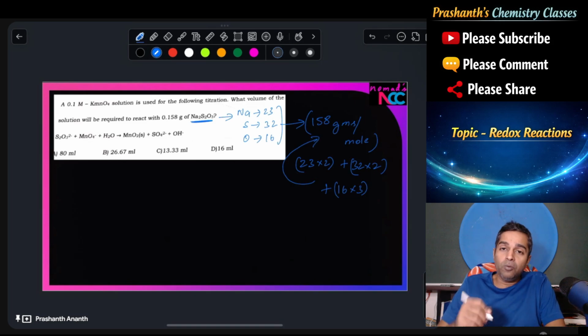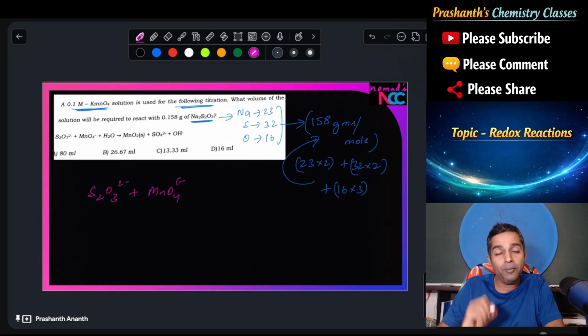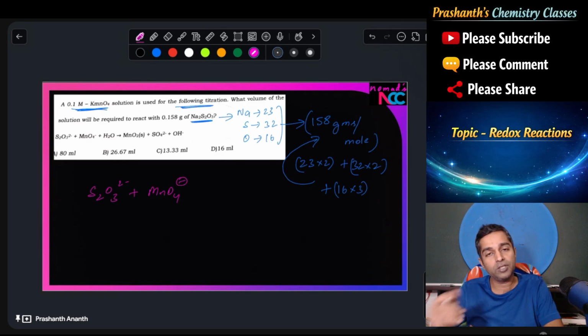Alright, so let's now break the question down. A 0.1 molar KMnO4 solution is used for the following titration. The next piece of work involves understanding the equation a little more. So let's put the equation down. S2O3 2 minus plus MnO4 minus. I am not going to add the water pieces here. I am only looking at what is undergoing oxidation and what is undergoing reduction. Why? Very simply because all I am interested in is calculating the N factor for each of the species. So what is N factor?